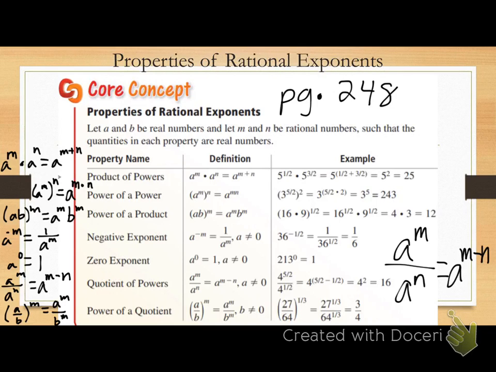Any other questions on my properties of rational exponents? We good? Can I go ahead and move on? Okay, I'll give you a little more time. So once again, page 248, if you need to go back and look at that in your book.